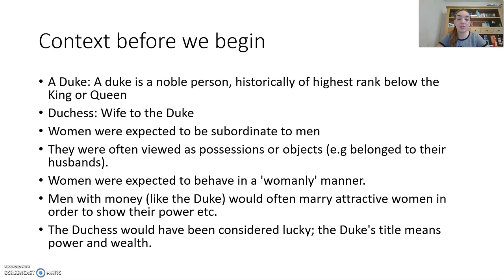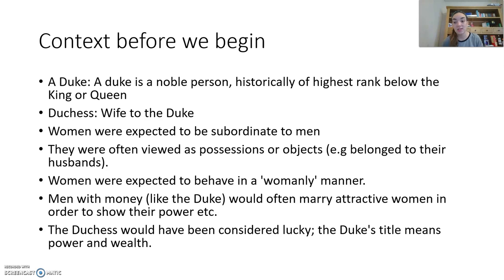So just a bit more contextual information before we look at the poem. A duke is a noble person, historically of the highest rank below the king or queen, and a duchess is a wife to the duke. At this time, women were expected to be subordinate to men, so women were underneath men in ranking. They had to obey what men would say, they had to listen to men and do what men asked. Women were often viewed as possessions or objects, which meant that they actually belonged to their husbands. They were the property of their husband.